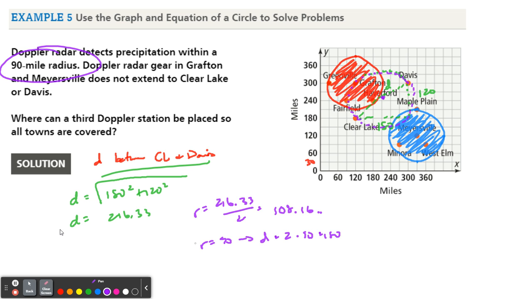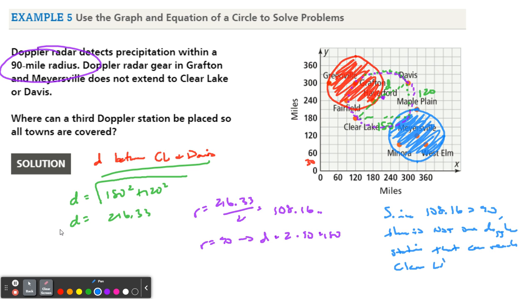So again, you can compare the radii or the diameter. Let's go ahead and compare the radii. We're going to write this answer here. We're going to say since 108.16 is greater than 90, there is not one Doppler station that can reach Clear Lake and Davis.